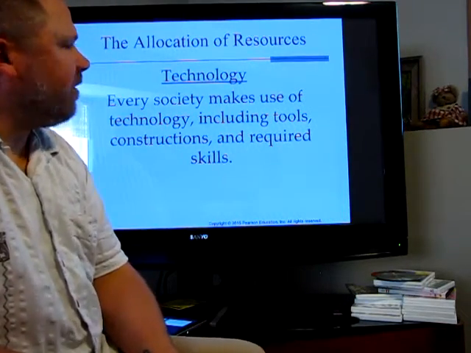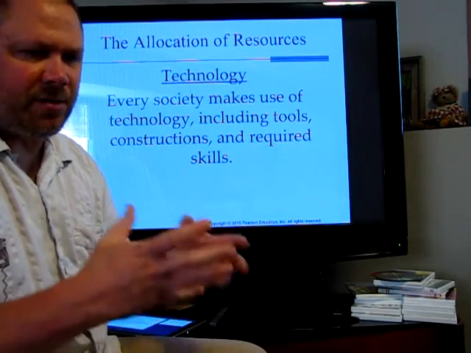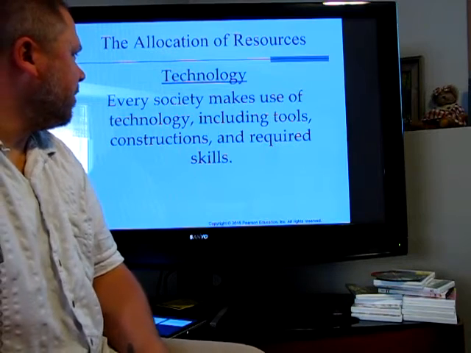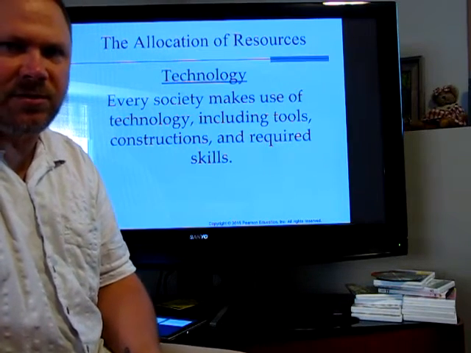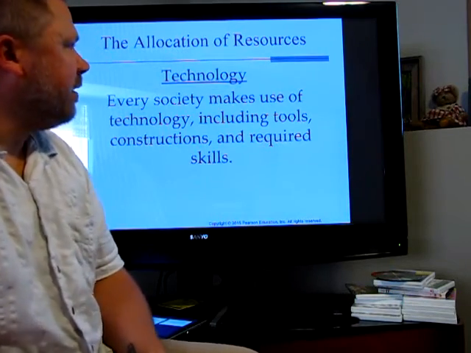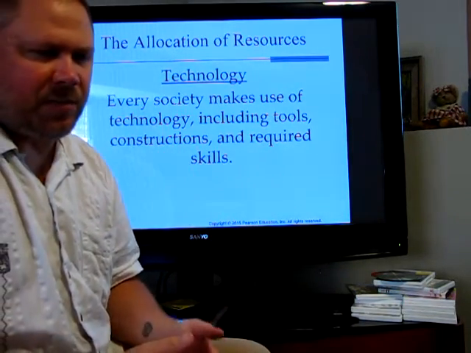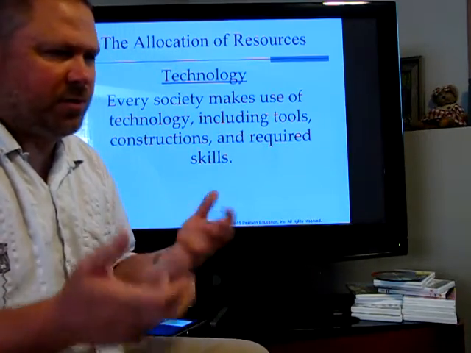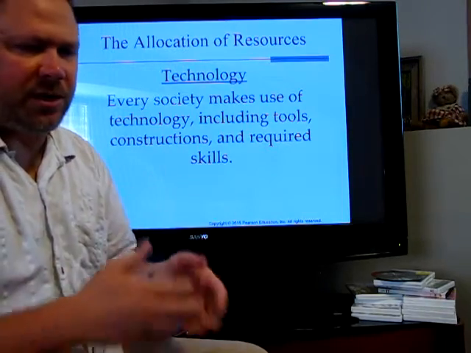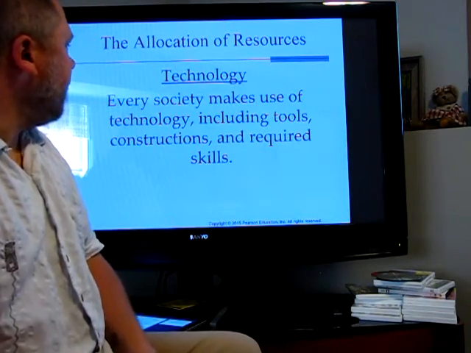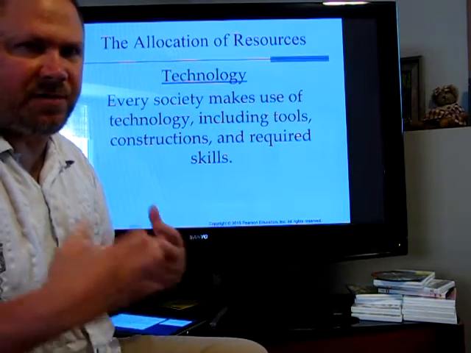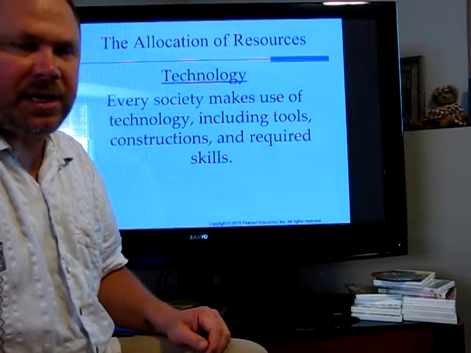So technology would be another, so the material goods. Every society makes use of technology, including tools, constructions, and required skills. And so those resources are also allocated. So in foraging, you might make your own tool, but you would gladly share it with others. In horticulture, again, it's simple tools. With intensive agriculture, using more complex tools or more individual ownership of property and technology.